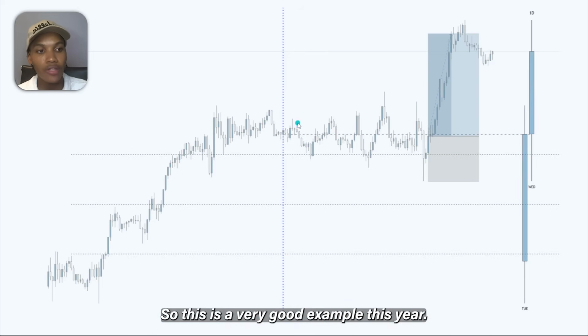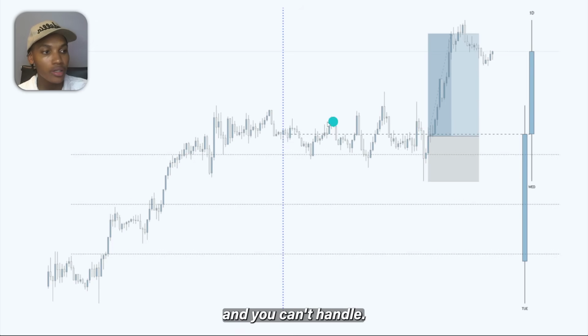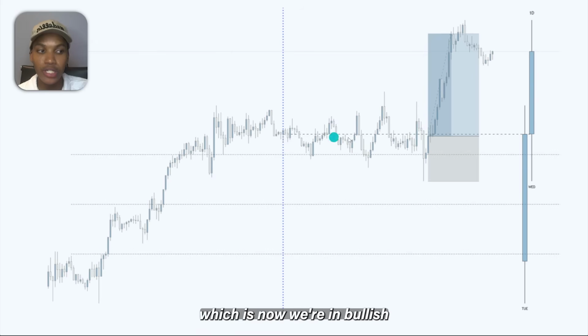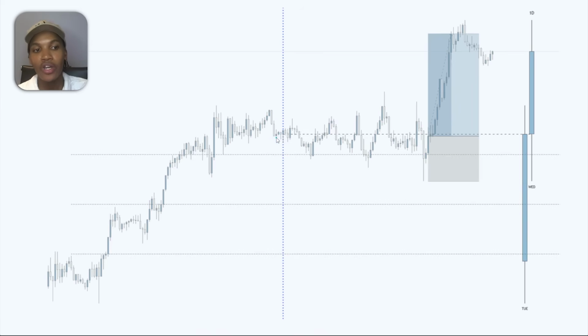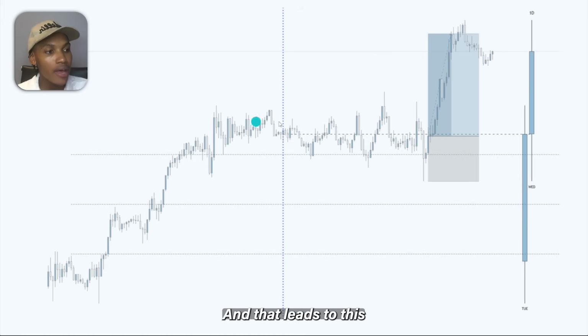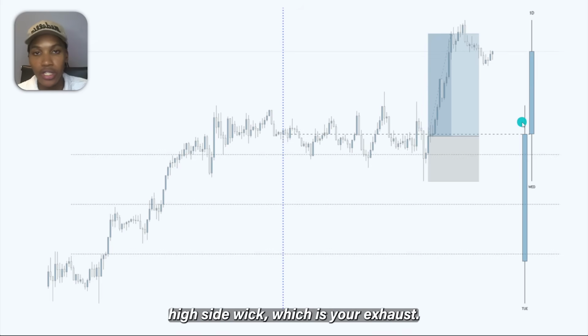So this is a very good example of this. Here, this line divides your previous candle and your current candle. So our Tuesday candle, I'm just using the daily time frame for this, just so you guys can get a better perspective of this. This is the 15-minute time frame, so all these lower candlesticks. As you can see, our daily candle starts off a bit bearish, which is why we have this wick over here. We then start to push aggressively to the upside, which is where the bullish incentive is being brought in. And lastly, towards the end of the day, you start to notice that we're losing volatility, which is why we're starting to manipulate and consolidate a lot more. And that leads to this high side wick, which is your exhaust.